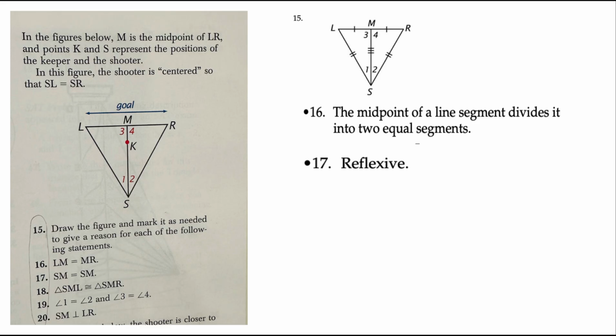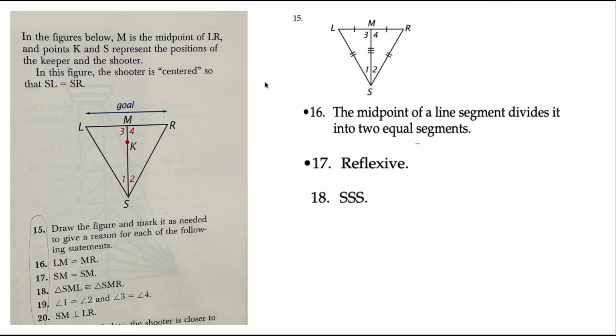Okay, number 18, look at the whole triangle. Triangle SML is congruent to SMR. How do we know these are exactly congruent? Well, we've marked the sides, correct? And we know that 3 and 4 are the same angle because they have divided a line in half exactly. Therefore, we know it is congruent because of side, side, side.